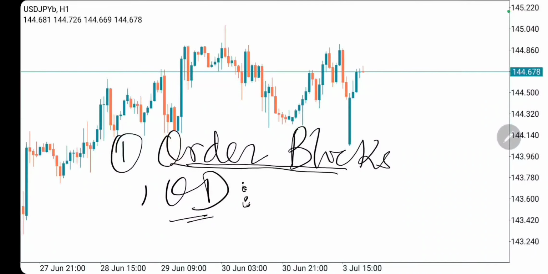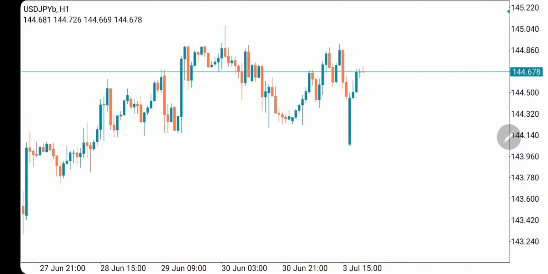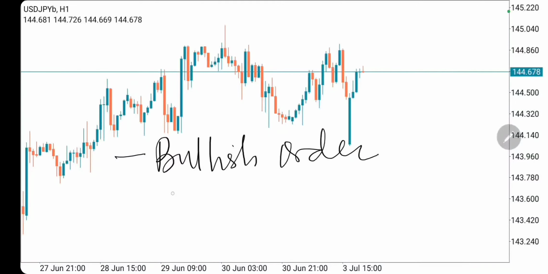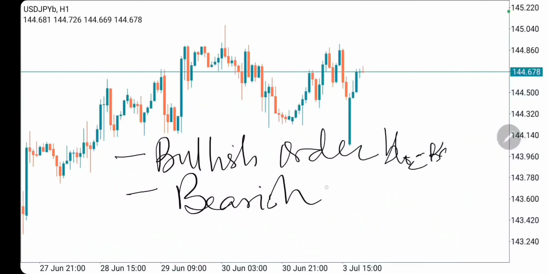So order blocks are a group of pending orders placed by big financial institutions, big banks, and hedge funds, that are expected to cause a reversal in price. We have two types of order blocks: the bullish order block and the bearish order block.